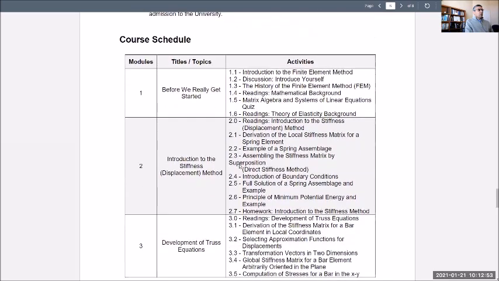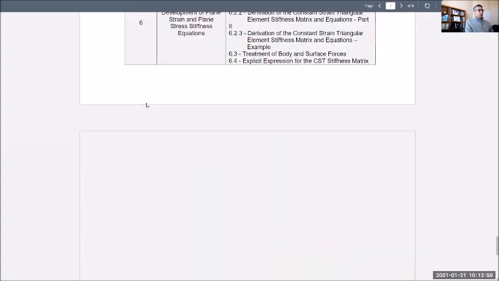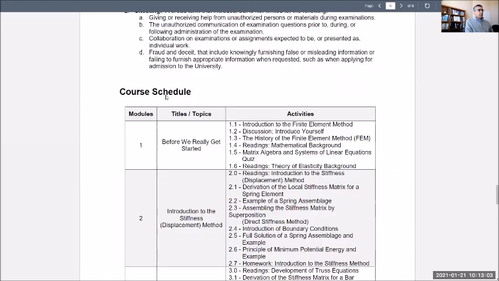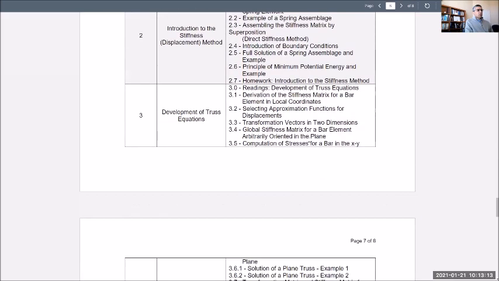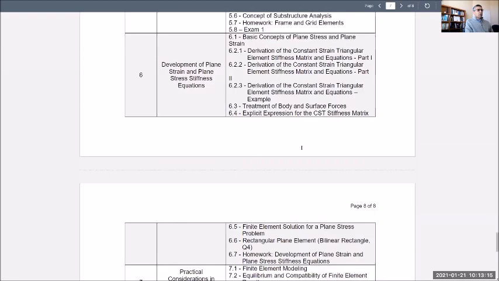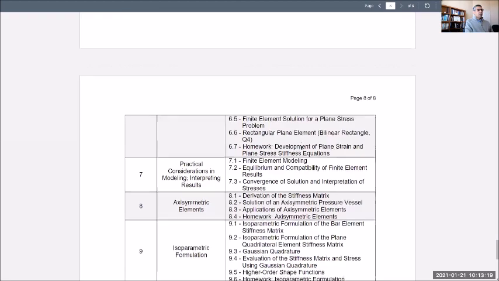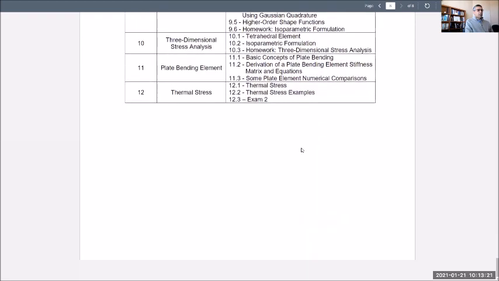As far as the course schedule, here is a list of the 12 modules that we're going to be covering throughout the semester, the title or topic of each module, and the activities, the things that we are going to be doing during each module. Of course, you can also see that by going to the modules on the Canvas site.